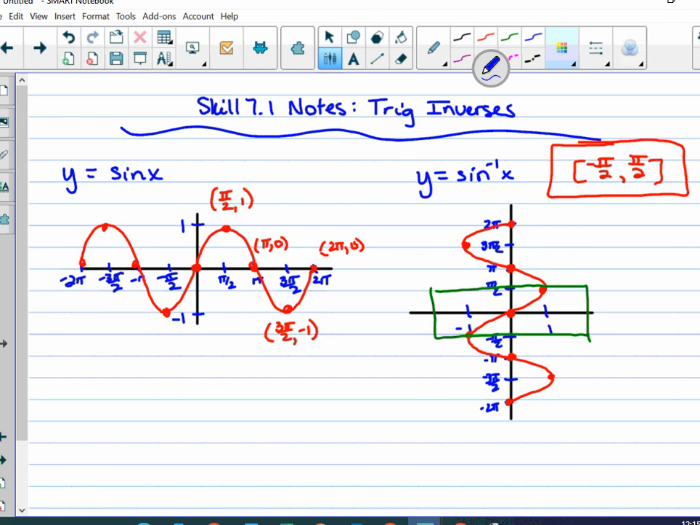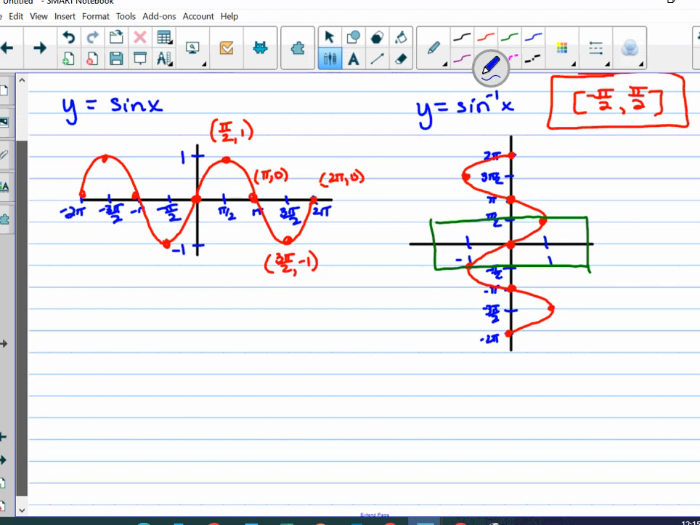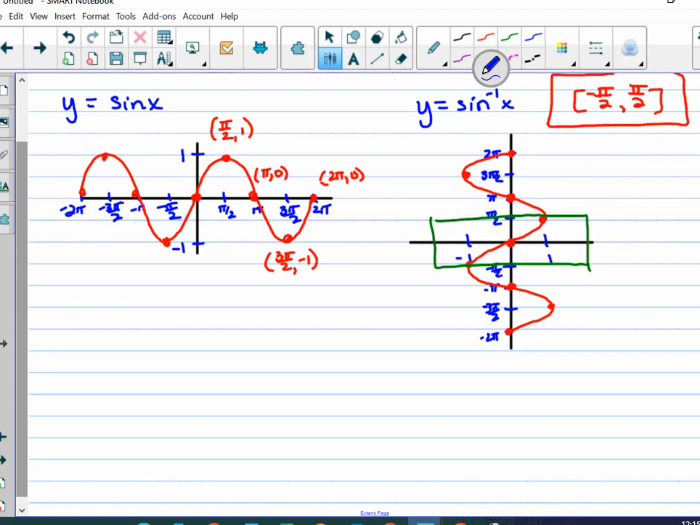Okay? We're going to do the same thing with the cosine graph. We're not going to do this with all 6 graphs, just sine and cosine. So I want you to graph for me your parent graph for cosine, and then try to graph inverse cosine. Take a minute here in your notes, see if you can get those figured out. Check in with your neighbor.